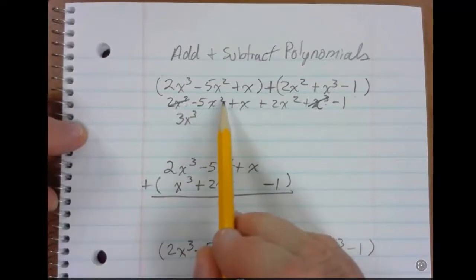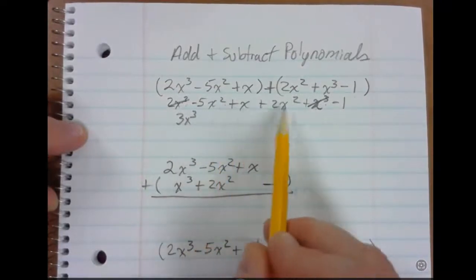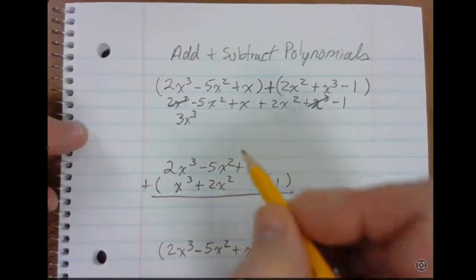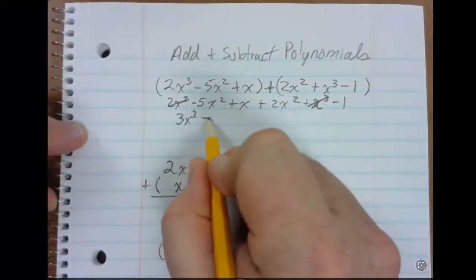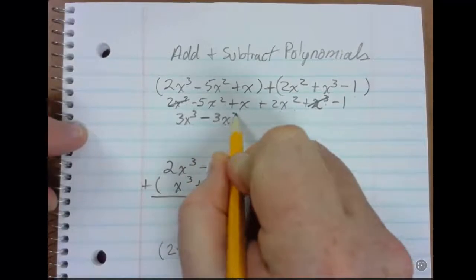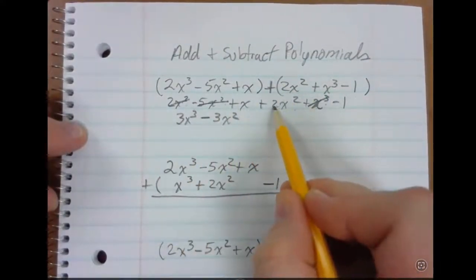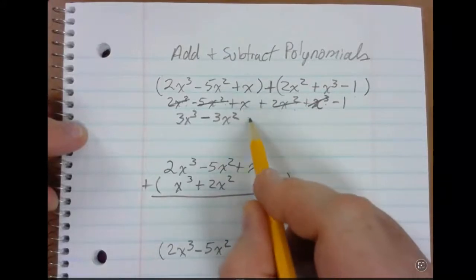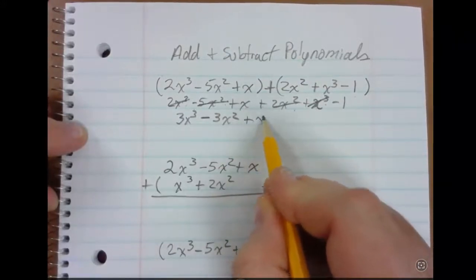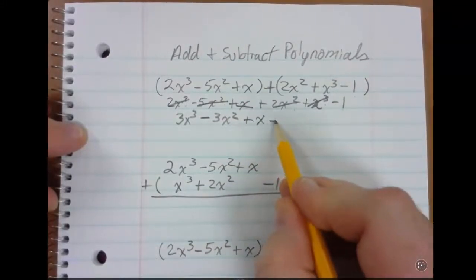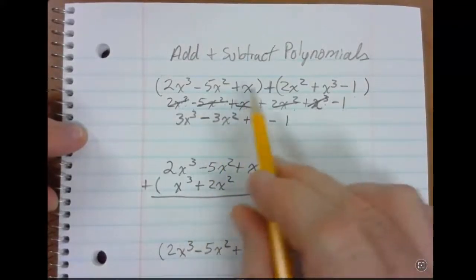My next highest degree is a power of 2. I've got two of them, so I have a negative 5x squared plus 2x squared, and that's going to give me a negative 3x squared. Let me cross these off. I don't have any other x to the first, so I'm going to bring my plus x to the first down, cross that off, and then I have a minus 1 at the end. I have no other constant values. So this is the sum of my two polynomials.